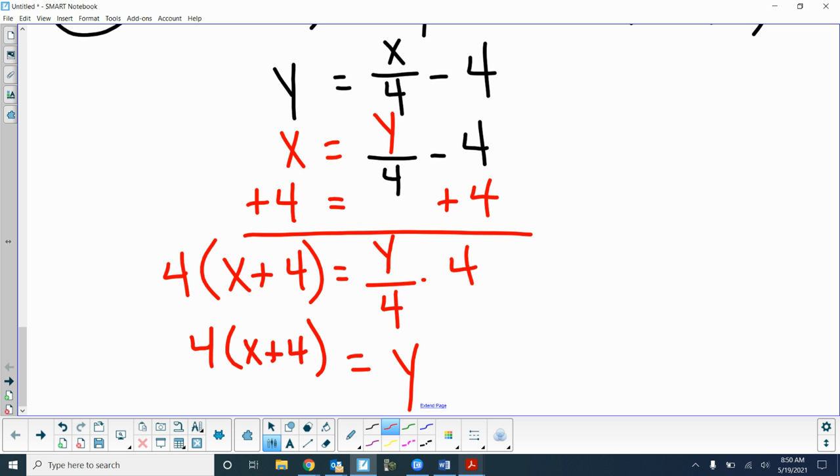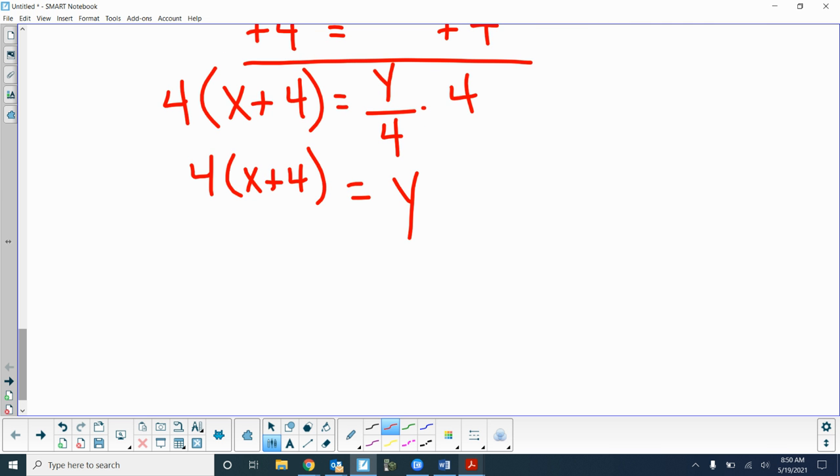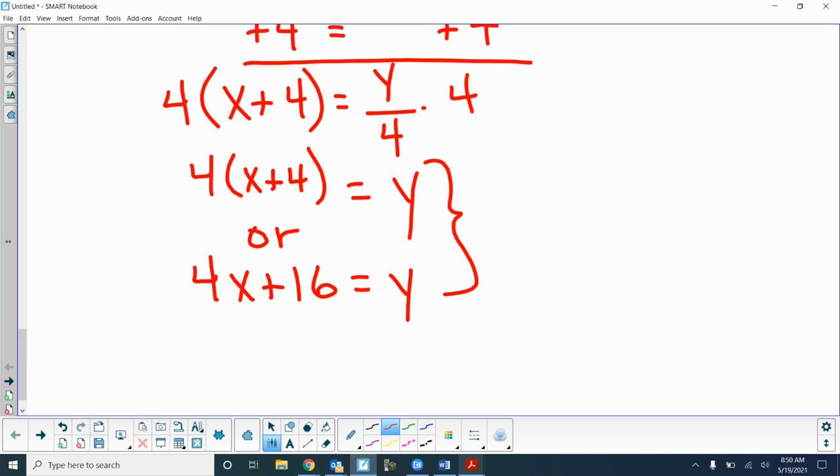Or you could distribute, make it 4x plus 16. And actually, if we're getting technical, we would write it f inverse of x equals instead of y, but that's okay. I think all it puts down for your choices is what it's supposed to be, I think.